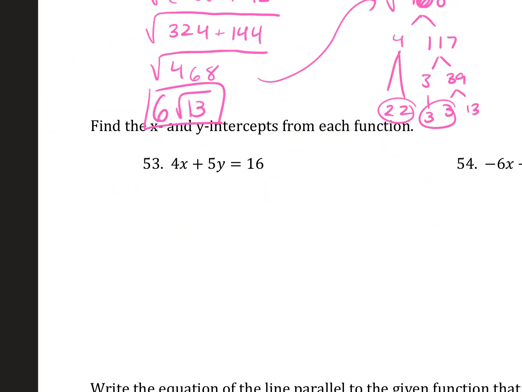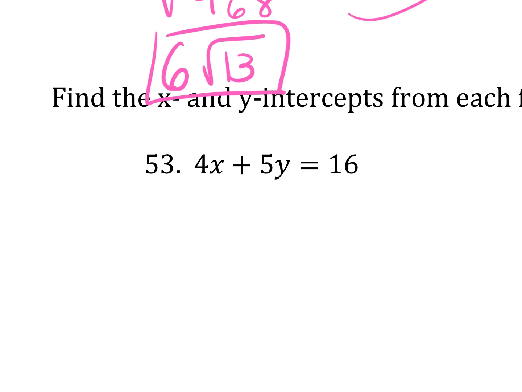Next, we're going to find the x and y intercepts. So to find the x-intercept, we plug in 0 for y. To find the y-intercept, we plug in 0 for x. So it's always the opposite one.